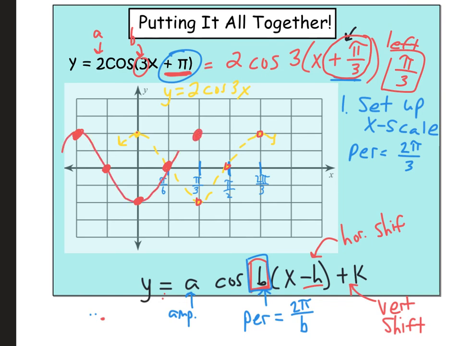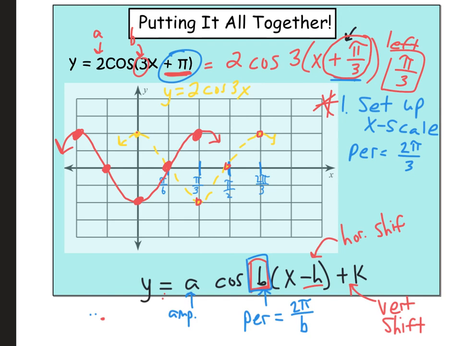So this graph actually does this kind of thing. The red one is our actual final answer. I used the yellow one as a guide, and now the red one is the final answer that we want. So just follow the same steps. I really suggest setting up that x scale first, graphing everything, using your 4 points like we've been doing, and then taking care of any shifts.